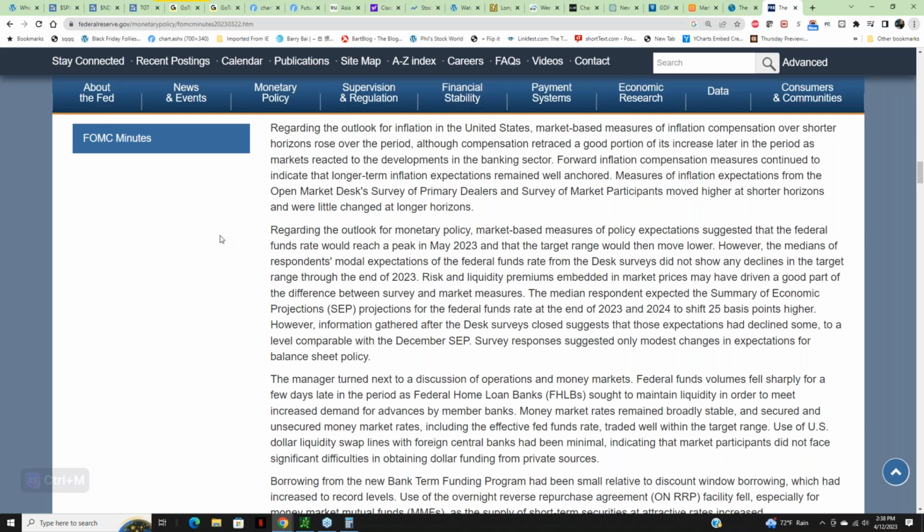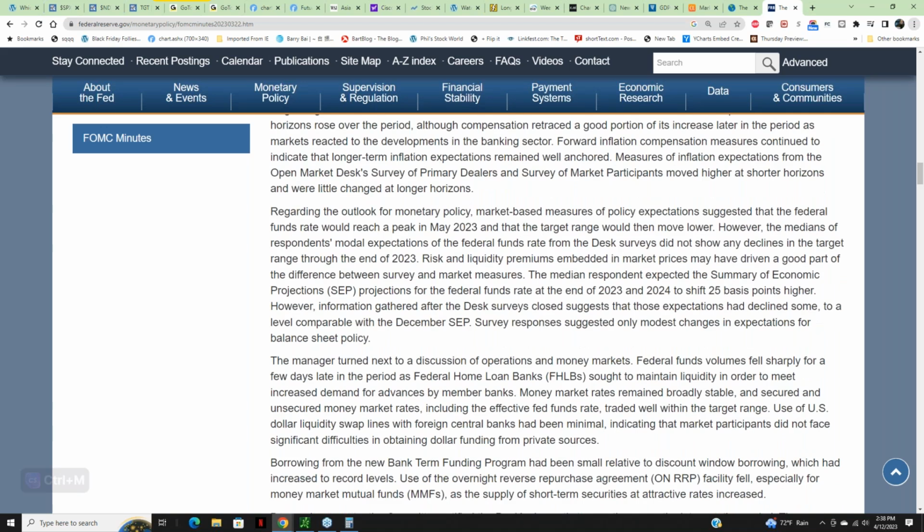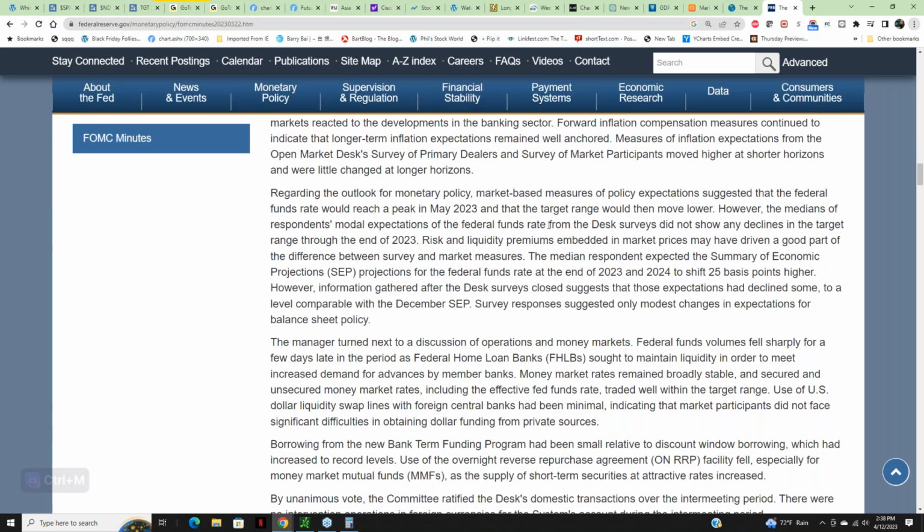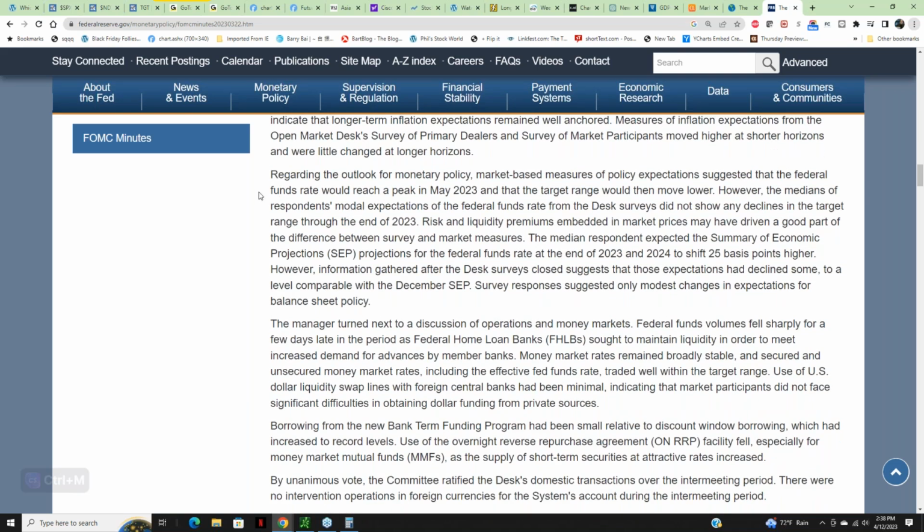So a lot of the CPI print for March is because of this retraction in the market. It really is not a long-term thing. It's an aberration in the trend. It didn't change the fundamentals of what's driving inflation.